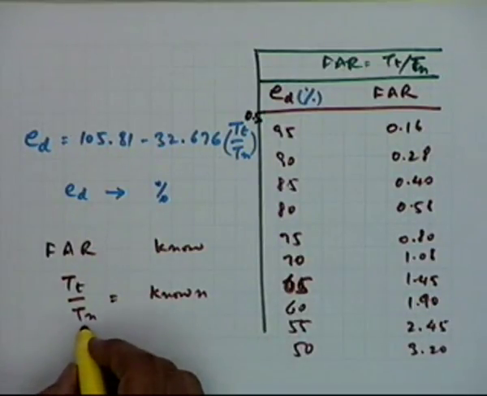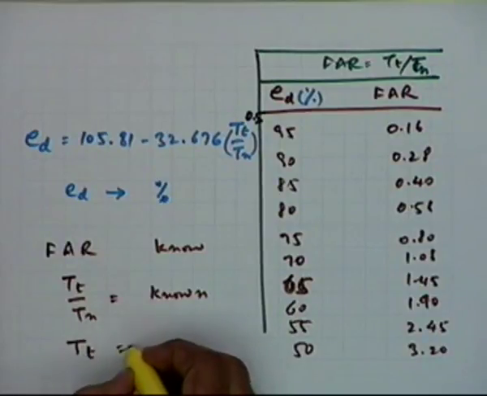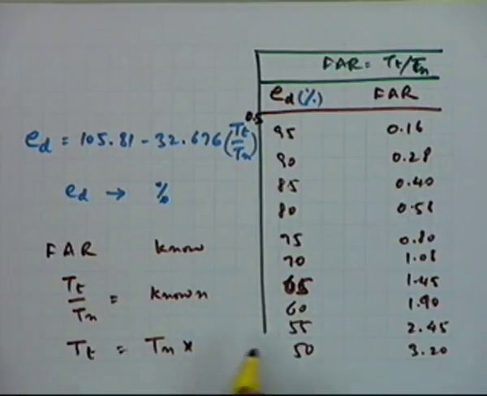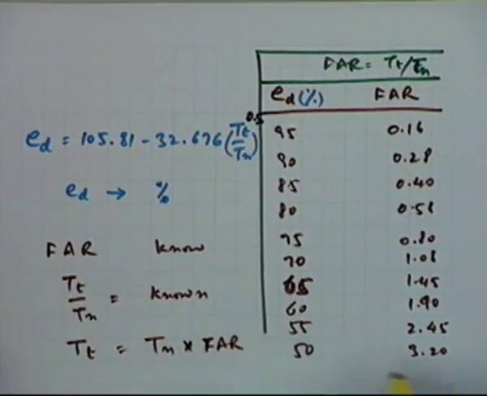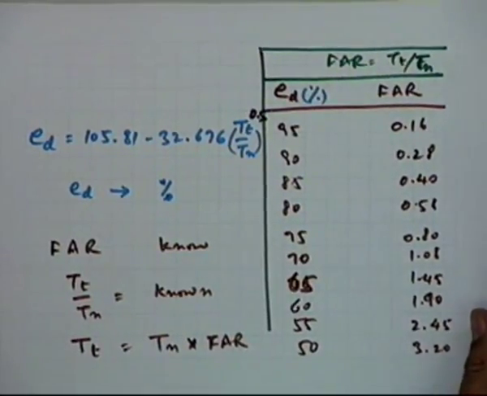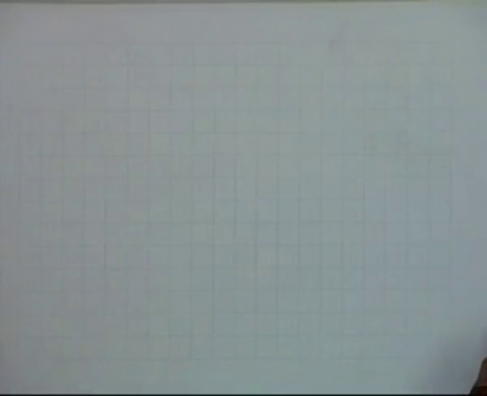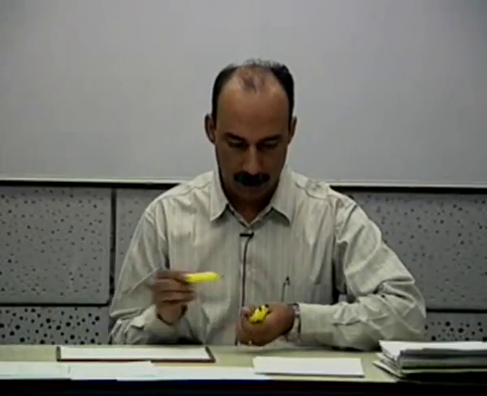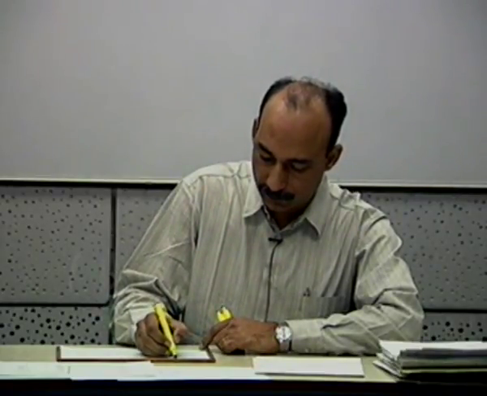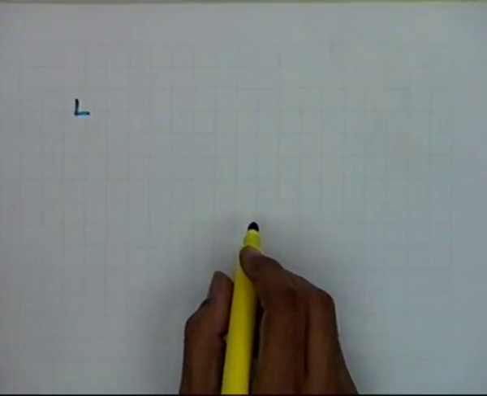Once you know this, you can now evaluate the advance time, because Tn is known and the FAR is known. Okay. So knowing the FAR, the advance time can also be evaluated. Then there's a relationship between the time of advance and the length and the stream size.